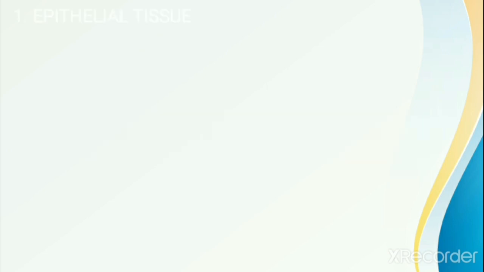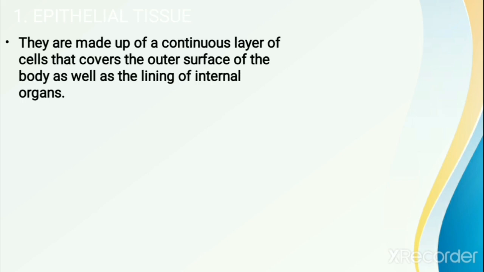The epithelial tissue is the tissue which is made up of a continuous layer of cells. Okay, so it is somewhat resembling the epidermis of the plants. Like in plants, the outermost layer, which is without any intercellular spaces and which provided protection, we called it epidermis. Here that layer is called the epithelial layer, which is a continuous layer forming the outer surface of the body as well as the lining of the internal organs.